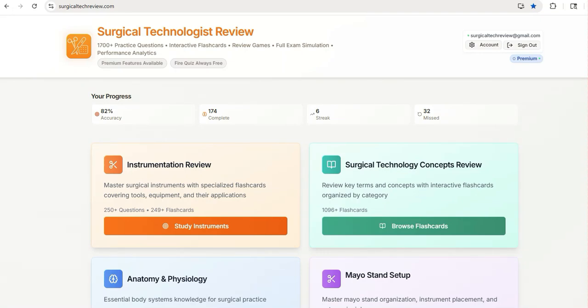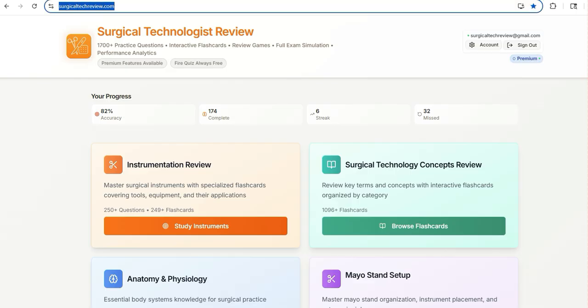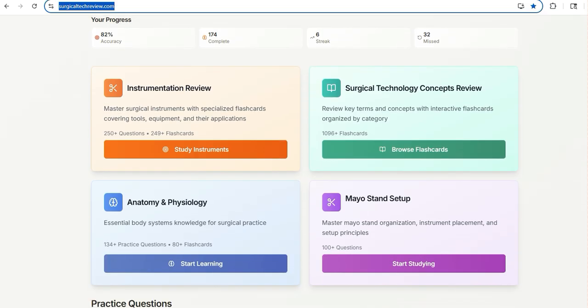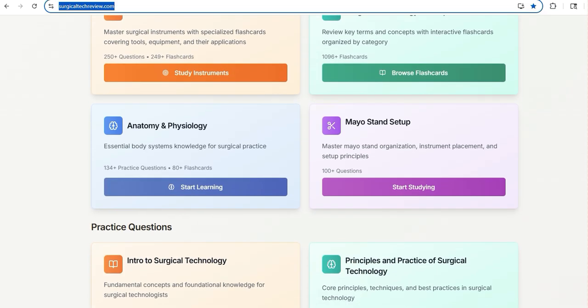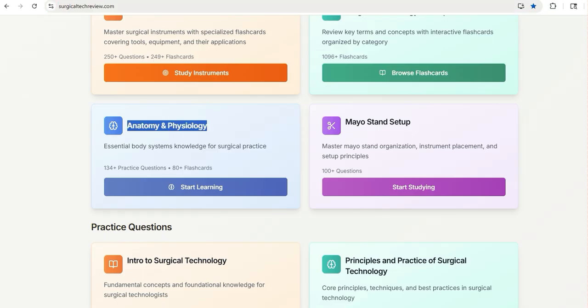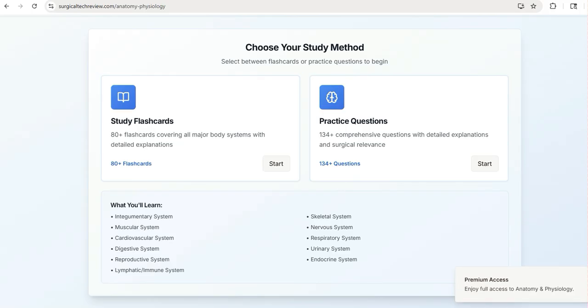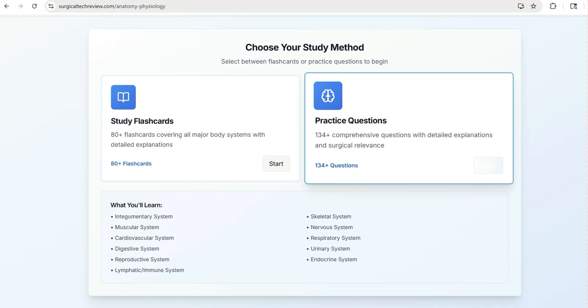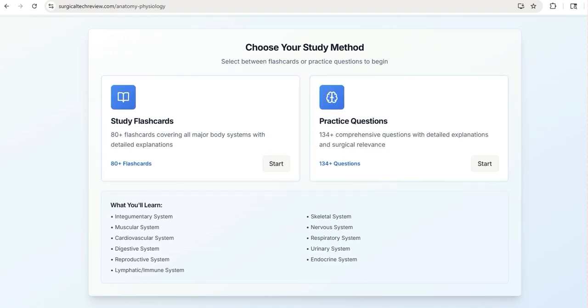Today, I'm going to do an anatomy and physiology review. Just a short one, about 20 questions for you. What we're using today is going to be surgicaltechreview.com. You'll see it in the upper left-hand side. This website has all kinds of stuff: instrumentation review, Mayo stand setup. Most importantly, what we're going to go into is your anatomy and physiology review right here. Once we go in, we're going to use the practice questions. They also have some study flashcards for you. So stay tuned. We're going to get started with some questions.